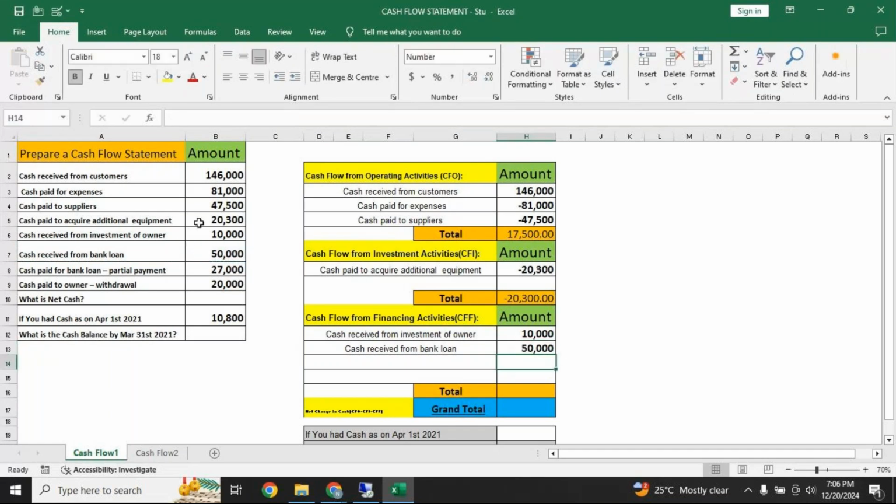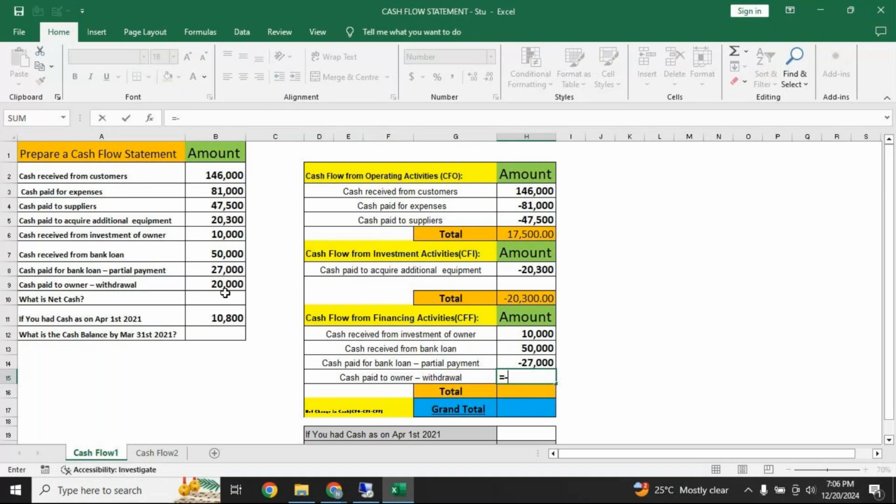Then cash paid for bank loan. That one also is a financing activity. Here, cash paid, money is going out, so minus 27,000. Then cash paid to owner. Here also money is going out, so I have to take this one as minus. Okay, so now the total sum of these values.